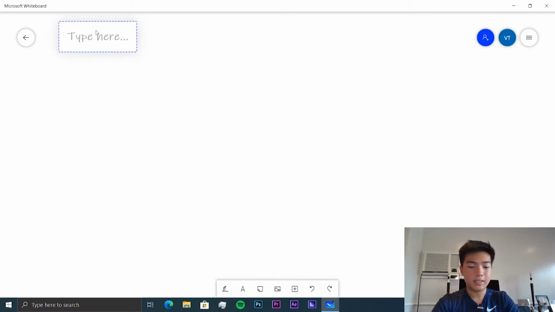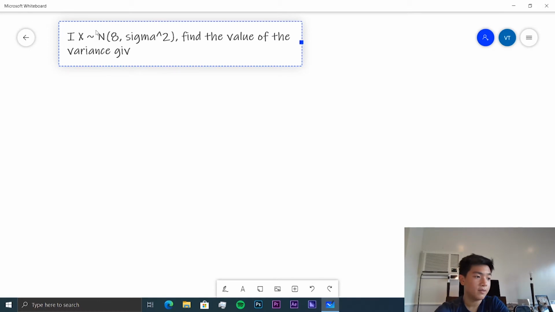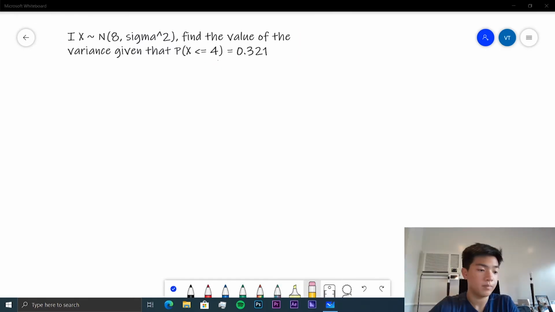So the first question is, if x is a normal distribution with mean 8 and variance sigma squared, I don't have the sigma symbol, find the value of the variance given that the probability that x is less than or equal to 4 is equal to 0.321. Sorry about that.